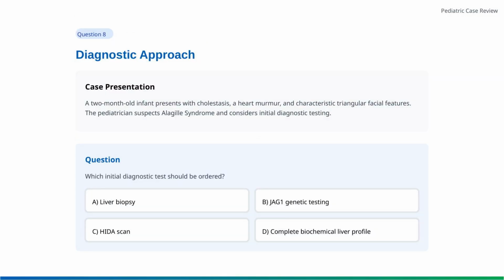A 2-month-old infant presents with cholestasis, a heart murmur, and characteristic triangular facial features. The pediatrician suspects Alagille syndrome and considers initial diagnostic testing. Which initial diagnostic test should be ordered? Option A, liver biopsy. Option B, JAG1 genetic testing. Option C, HIDA scan. Option D, complete biochemical liver profile. Consider the logical sequence of diagnostic evaluation for a suspected case of Alagille syndrome and which test would provide the most immediate and useful information.